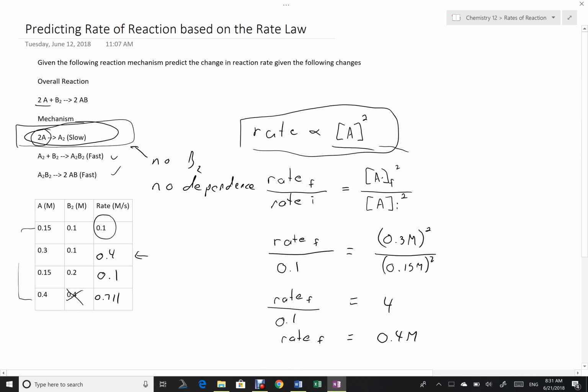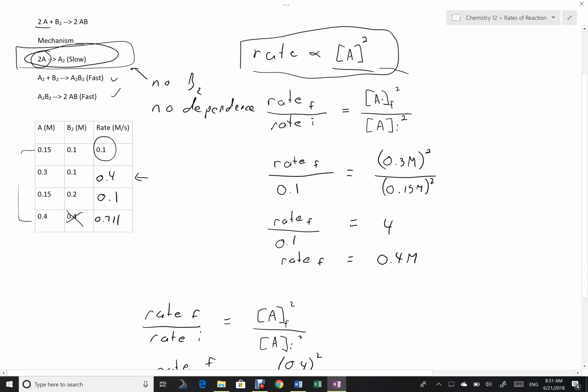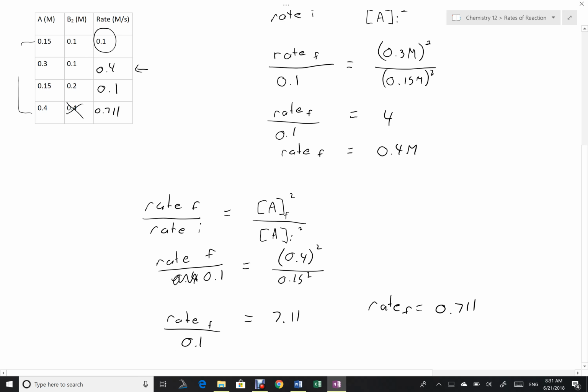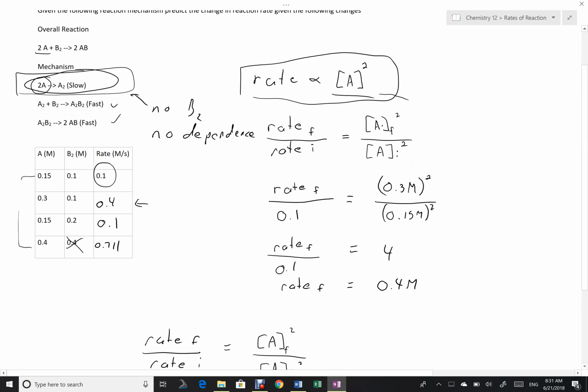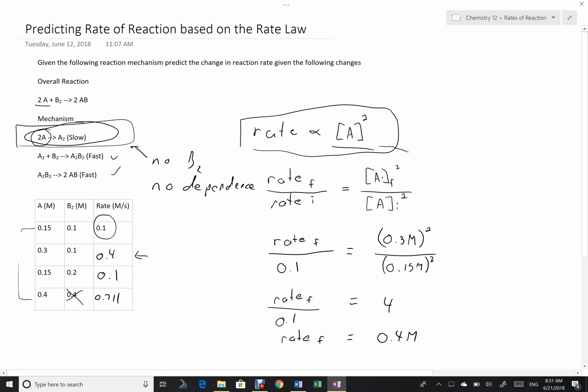So, based on your slow reaction step, you can come up with a proportionality between the rate and the concentration of the reactants. You can use that to set up ratios and use that to predict the rate. If a chemical reactant does not appear in the rate limiting step, then there will be no dependence on that concentration of that reactant with regard to the rate of reaction.